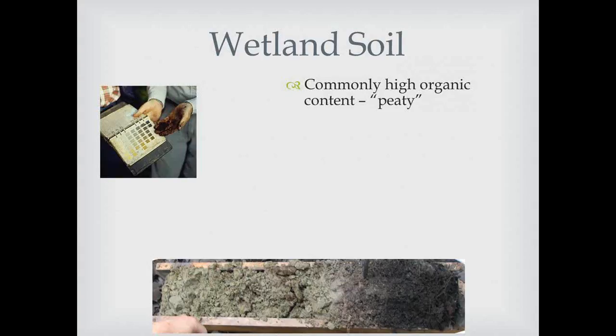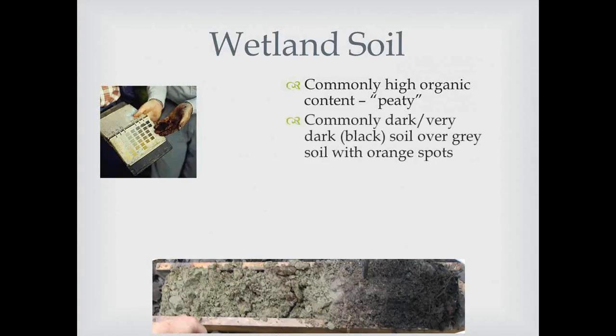Wetland soils come in a few shapes and forms. There's a high organic content type soil, which is peaty. When the soils are saturated for long enough, the organic material in the soil breaks down much slower. And then there's the more typical, very dark organic soil overlaying gray soil with mottles or orange spots.